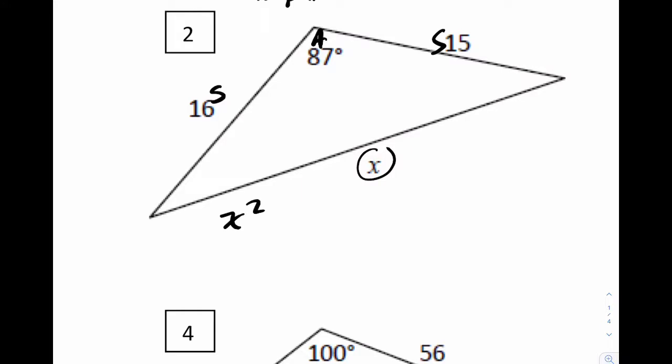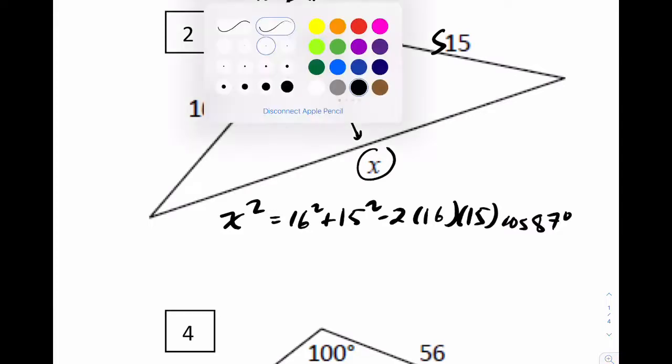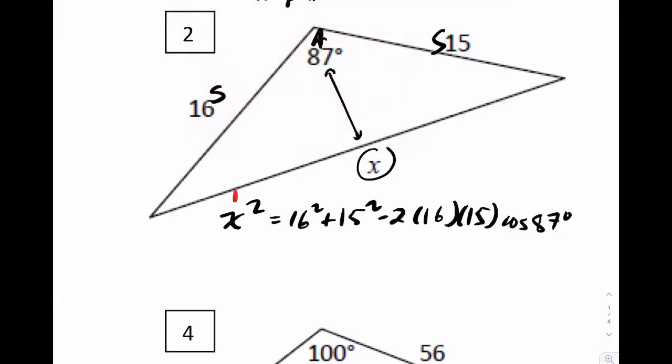We learned last class that x squared should equal 16 squared plus 15 squared minus 2 times 16 times 15 cosine of 87 degrees. And again, notice how the corresponding length and angle, that's always going to be right here. So for law of cosines, hopefully you recall from our last lesson, that this length and this angle are always going to match.